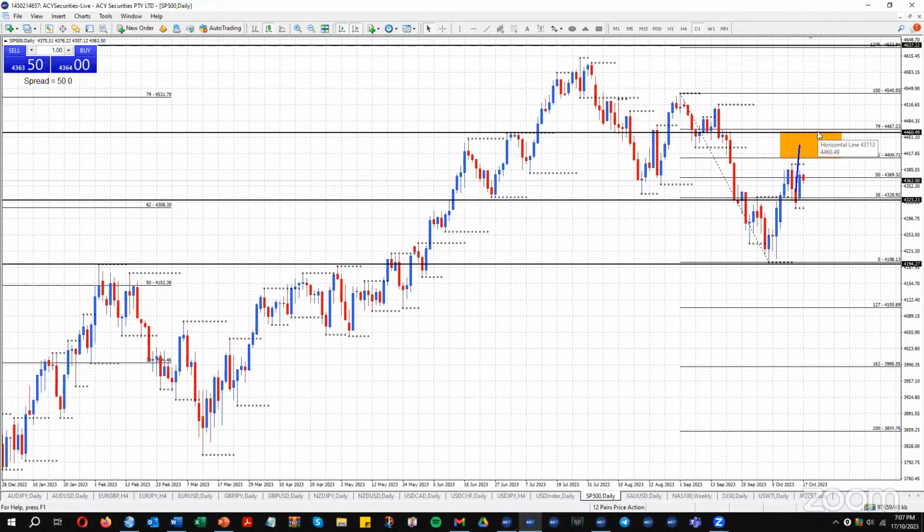Now, might not get there, but that's the technical area to watch between the 62 and 79% level and that daily resistance up there at 44.60. So we'll wait and see if price can get up into that area. If price was to move up into that area, then maybe the dollar index will just pull down to support this week once more. We'll just have to wait and see how things unfold.